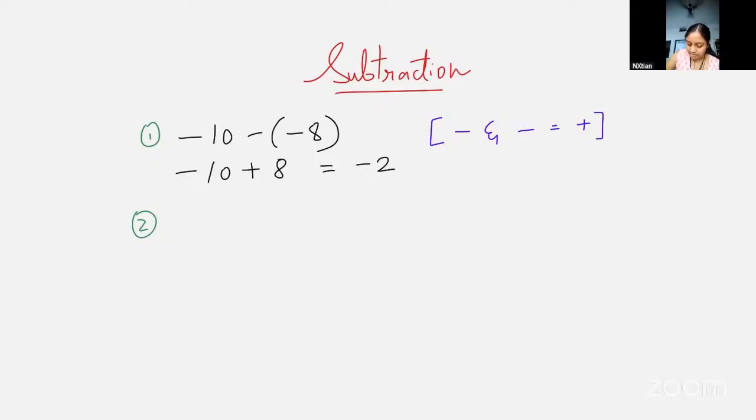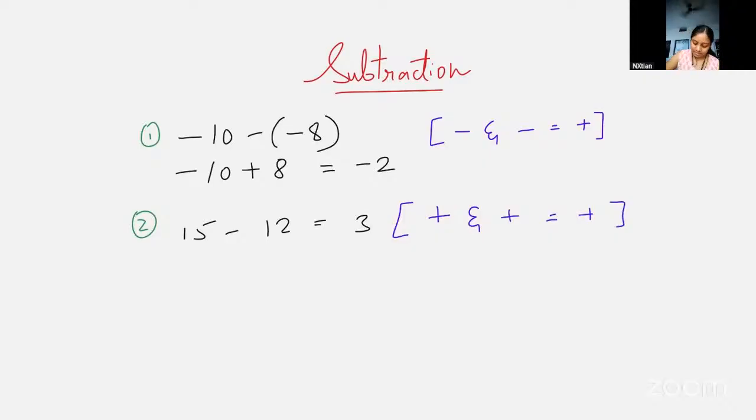Okay, let's do plus, when you're having 2 positive numbers. 15 minus 12, we'll get 3. Okay, the rule that is applied here says plus and plus is equal to plus.